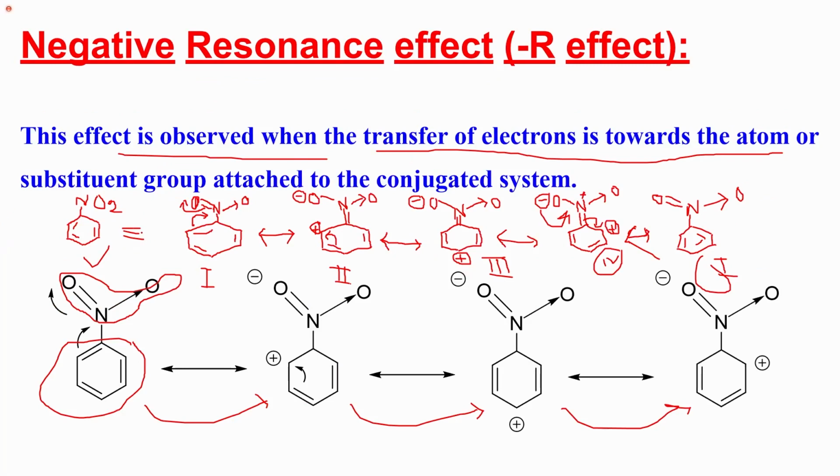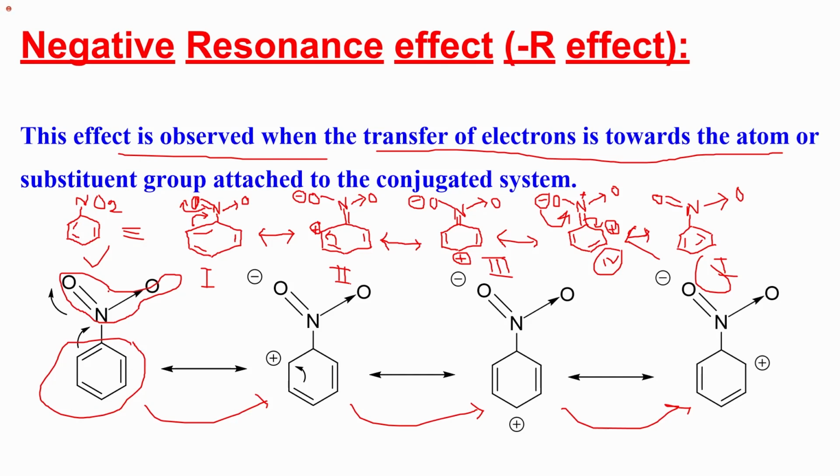So that means the electron is coming towards the atom or group attached to the conjugated system. You can see there is an electron movement from the benzene ring or the arene system towards the nitro group, because the nitro group is present here. So that is why it is pulling electrons towards itself.